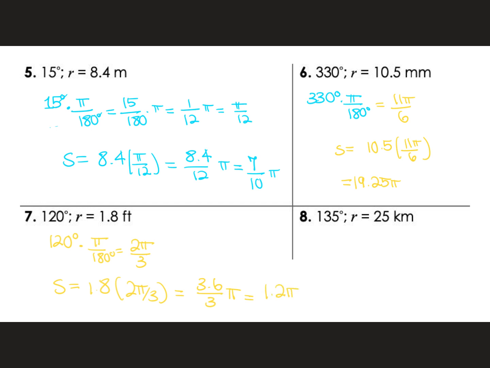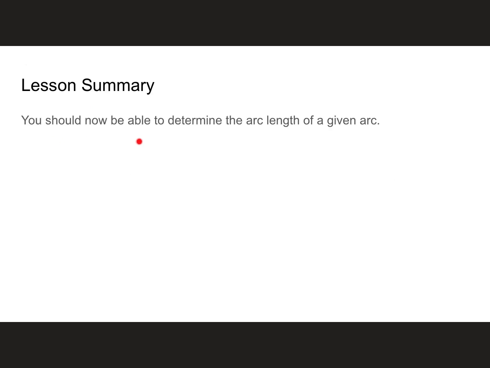There we go. For the next one, we have 135 degrees. We have to convert that to radians, so we do pi over 180, and I end up getting 3 pi over 4 when I simplify that. Then S is going to be 3 pi over 4 times 25, which is 75 pi over 4. You should be able to determine the arc length of a given arc in a circle now.